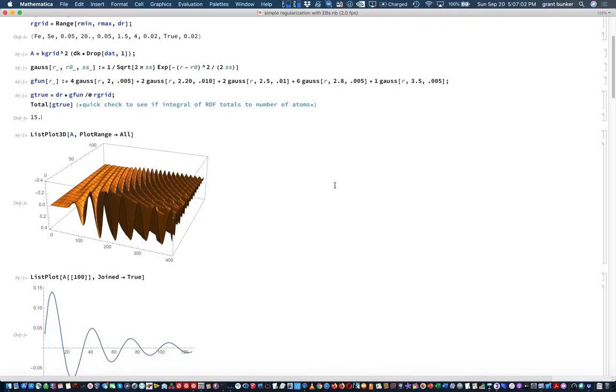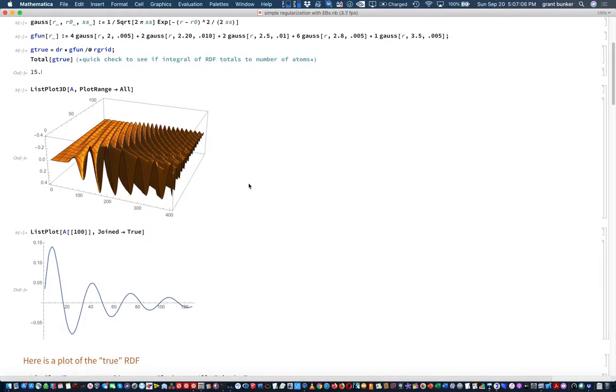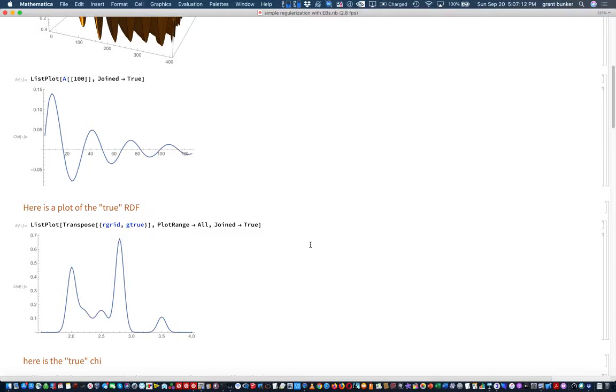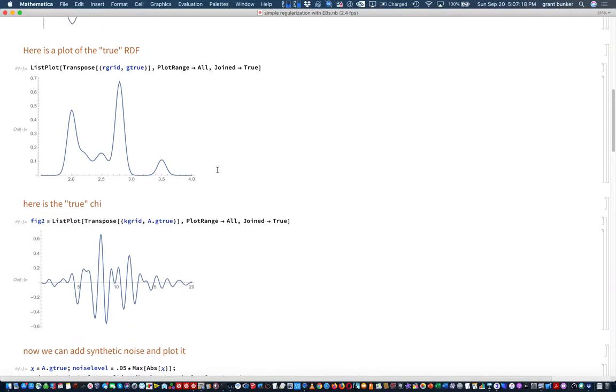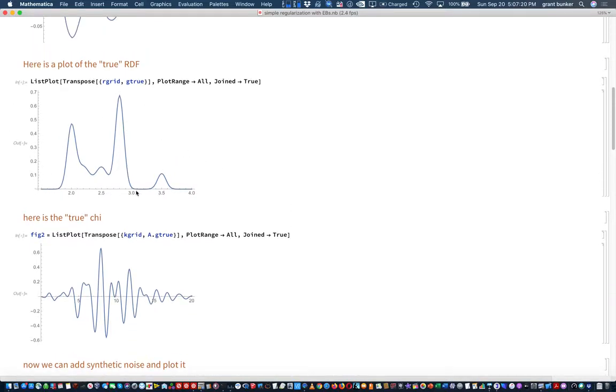But what you can do is take basically this function, take an RDF, and if you take the dot product of that with this kernel, then you end up with your data. So it's a linear system and it's simple. So here's an example. Here's a synthetic, a fake RDF, calling it the true RDF.